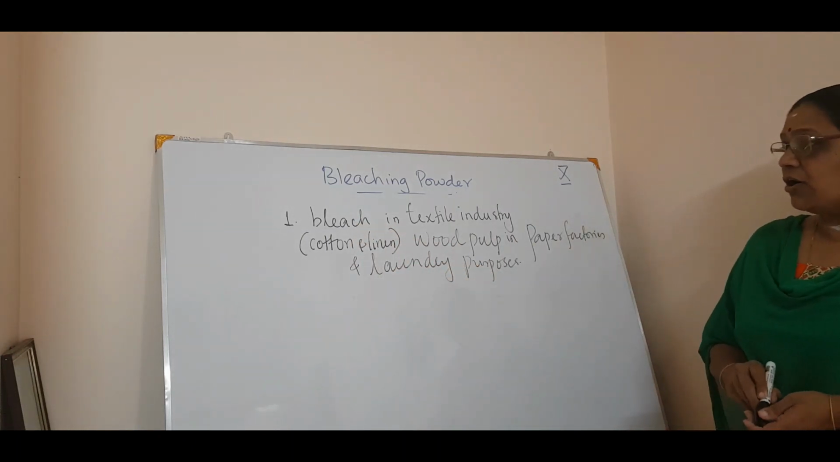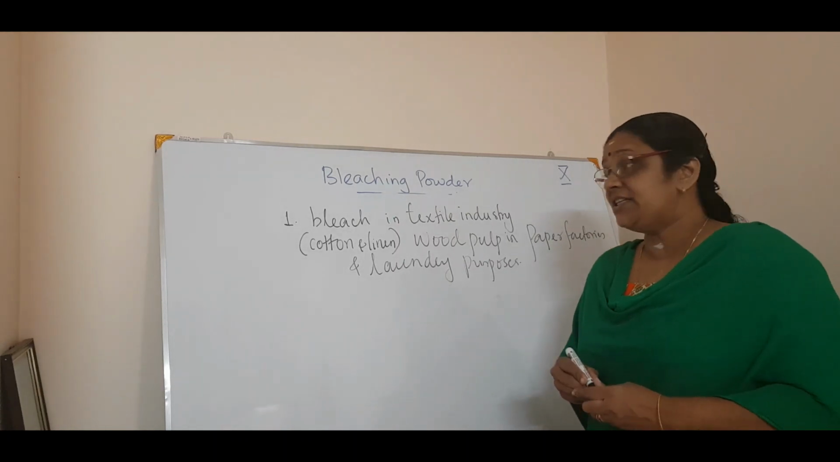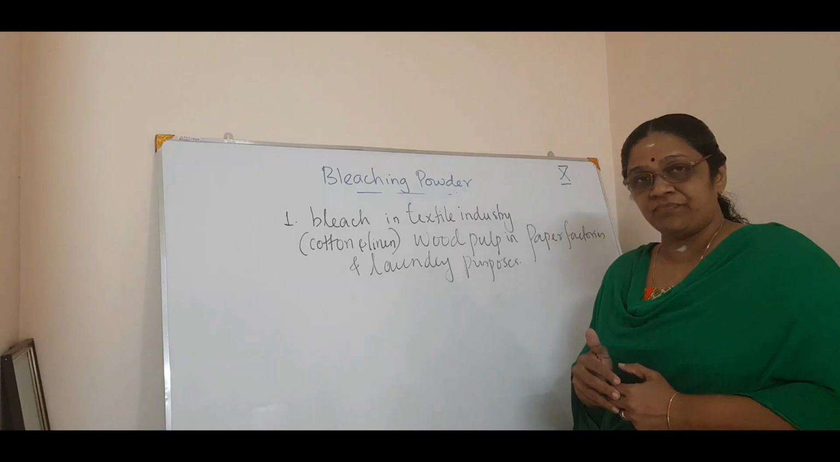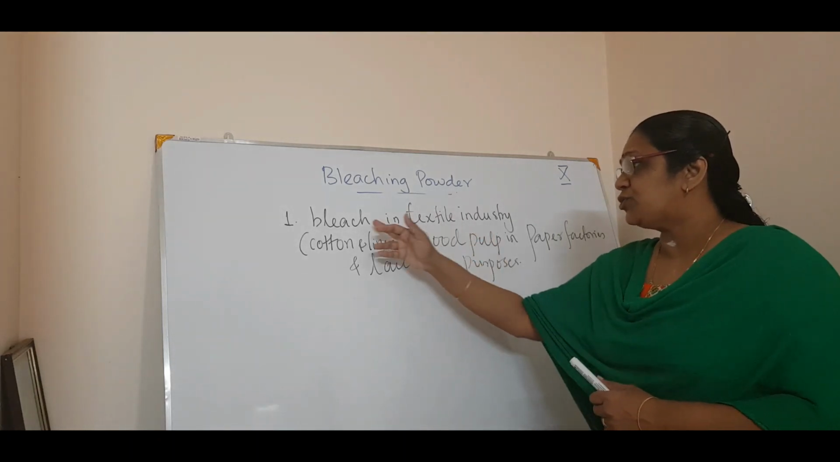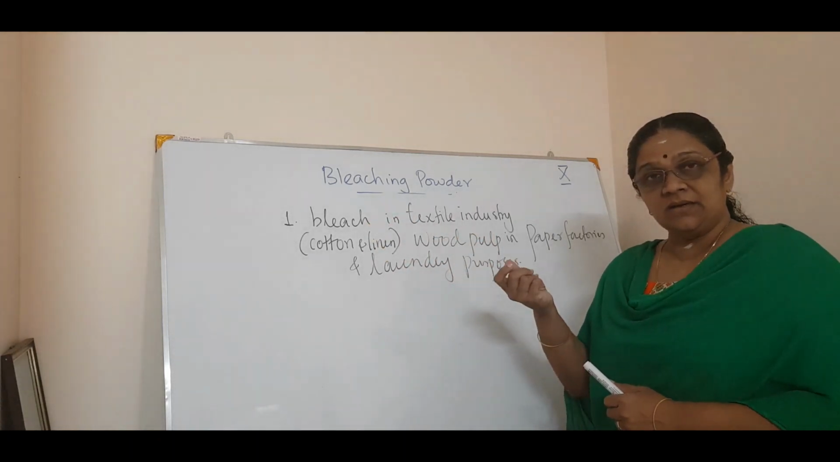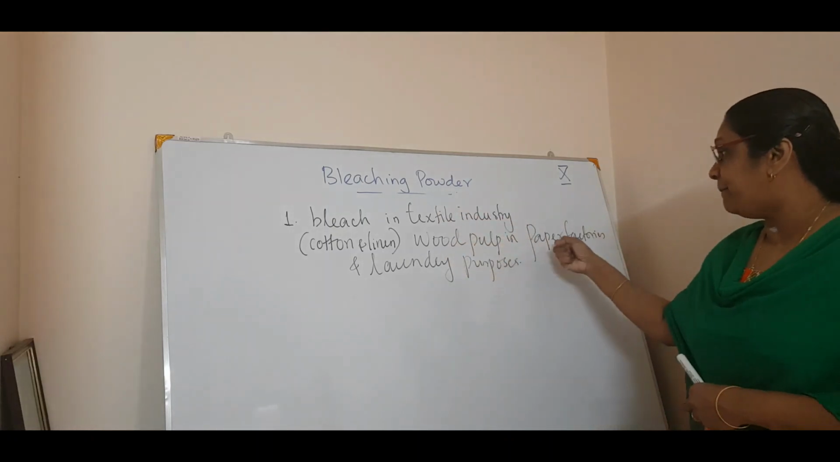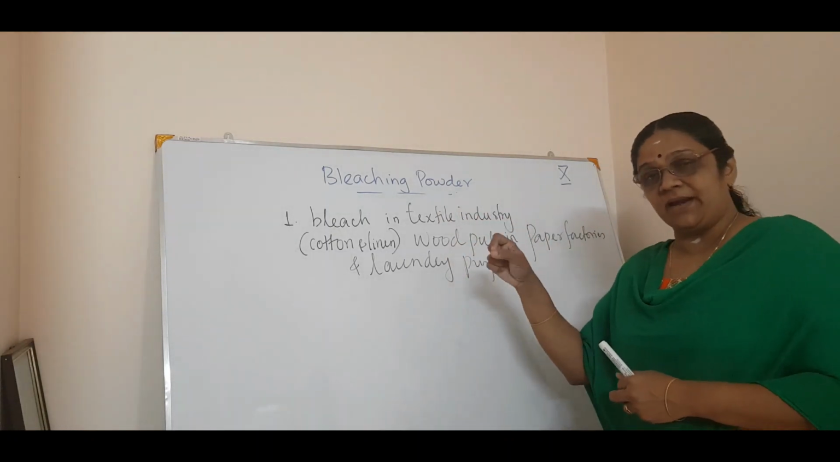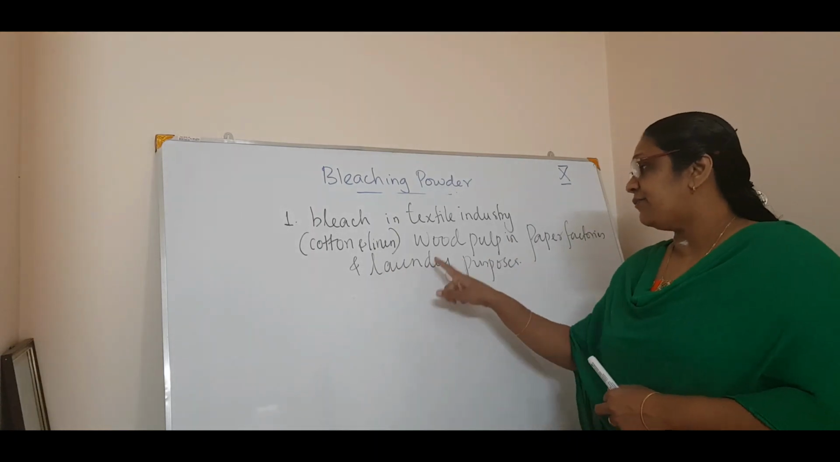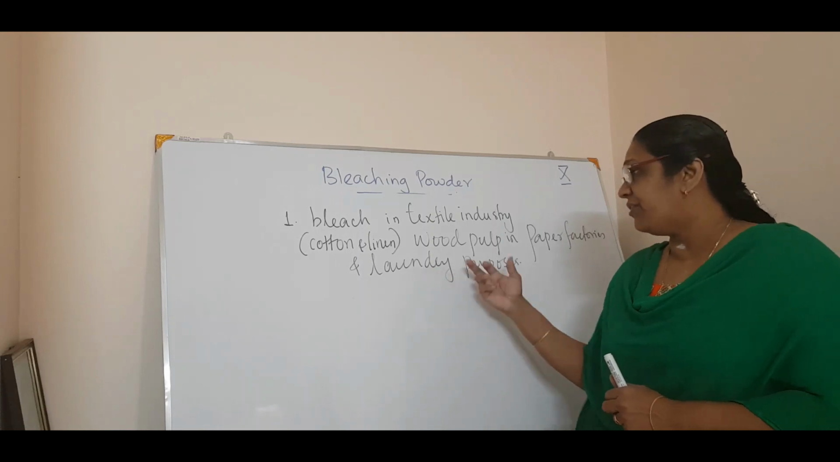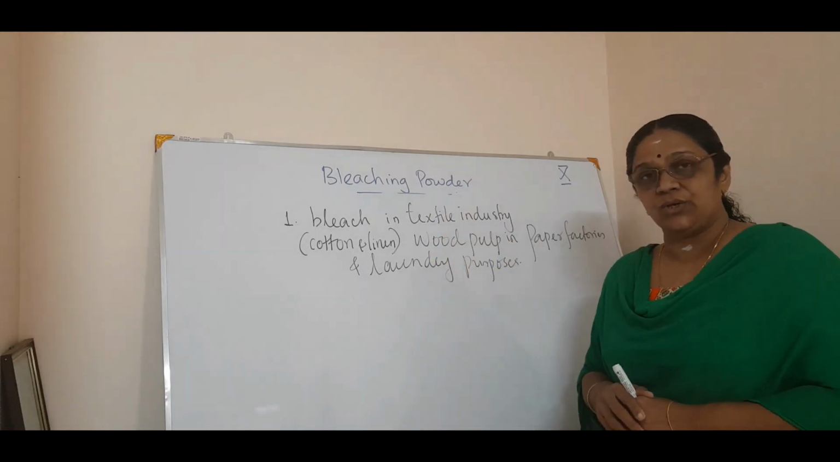One is to bleach especially the cotton as well as the linen in the textile industry. Second, it is used to bleach the wood pulp which you get from the tree, to bleach the pulp in the paper factory in order to make paper and all. And third is for laundry purposes. For the washed clothes you will bleach them. So for laundry purposes also bleaching powder is used.